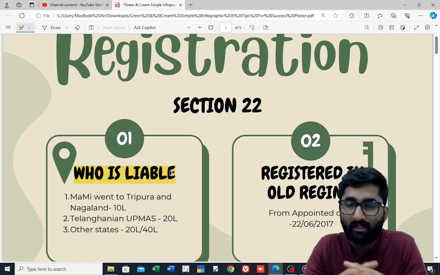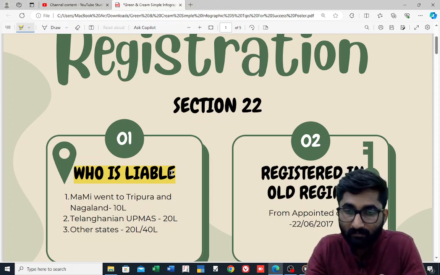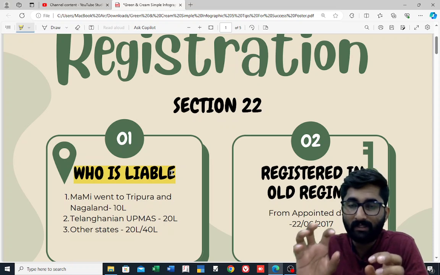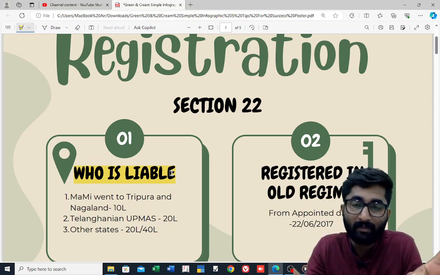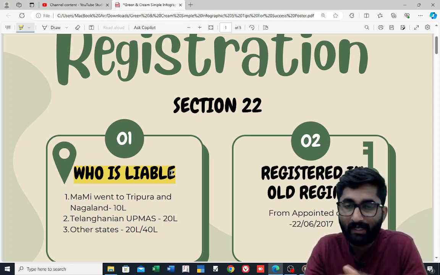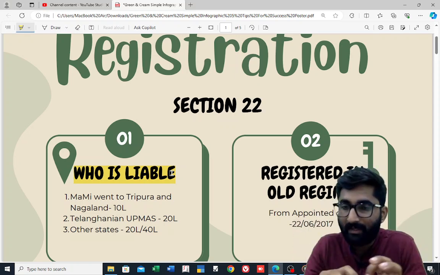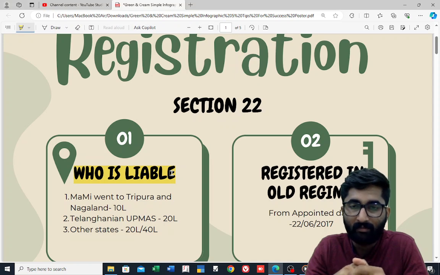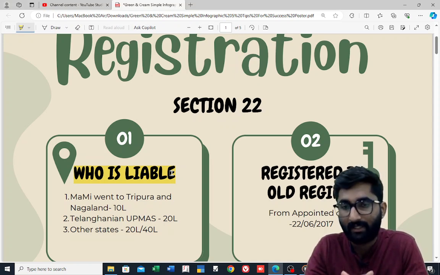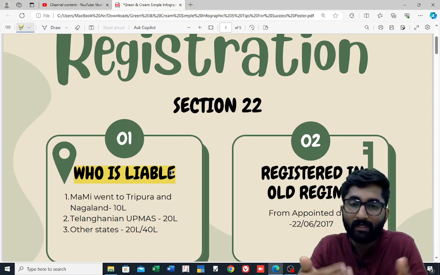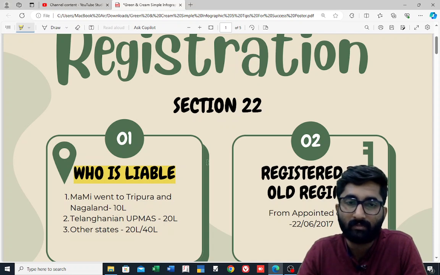One more point: section 22 subsection 1 says, if you are doing business in more than one state, and one of them is a special category state, which is a 10 lakh state, then the 10 lakh rupees limit is applicable, provided you are making taxable supplies from that state. Otherwise, the 20 lakhs or 40 lakhs limit is applicable. This is given in section 22 subsection 1.